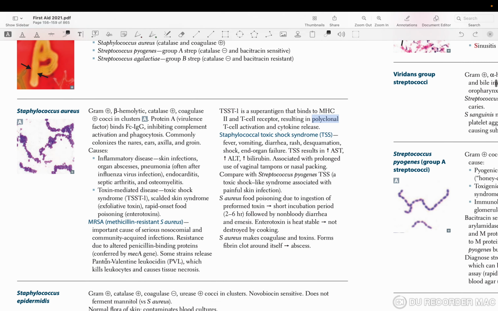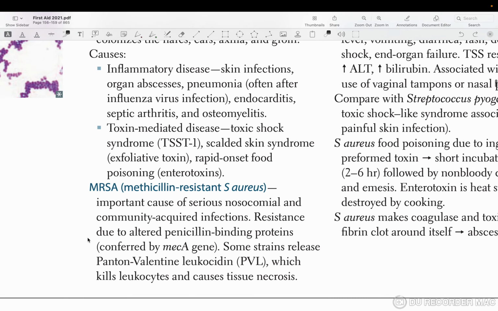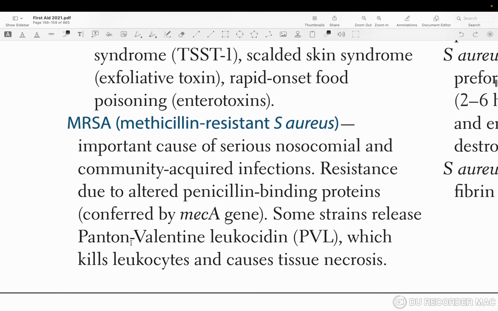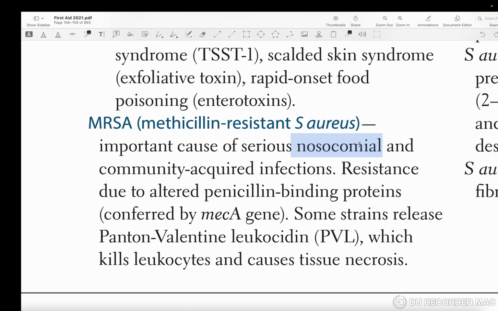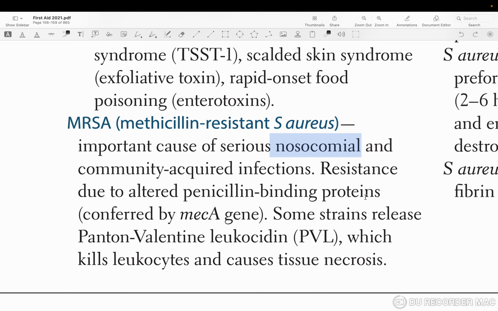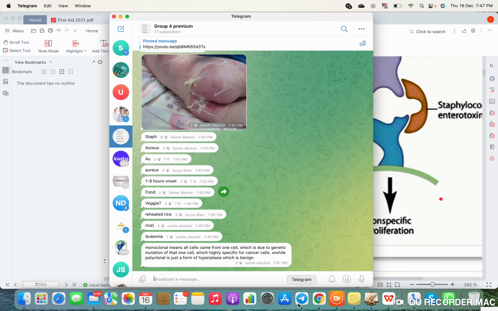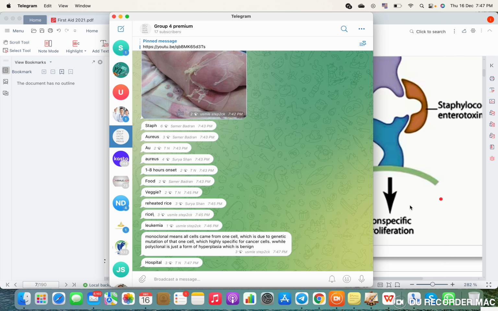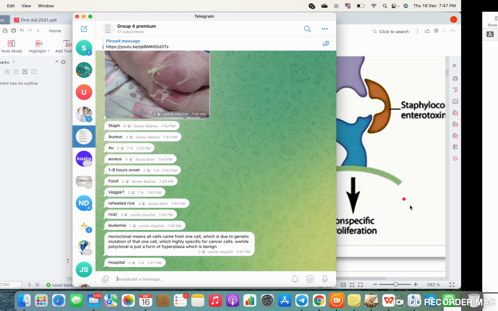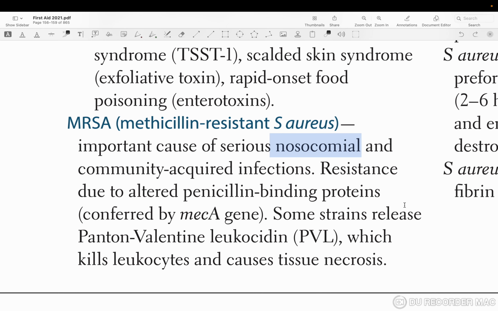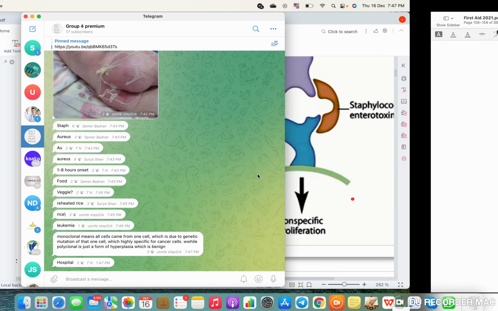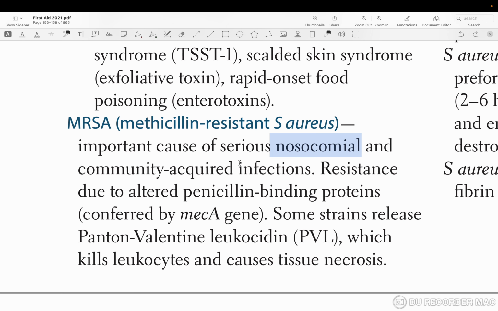So now we speak about MRSA. Let's finish up with MRSA. MRSA is an important cause of nosocomial infection. What does the word nosocomial mean, guys? Is it coming from the nose? What does nosocomial mean? Yep, it happens in the hospital. Absolutely correct. It's from the hospital. So nosocomial and community acquired infection. Back in the time, it was only nosocomial. Now it's also community acquired, okay?